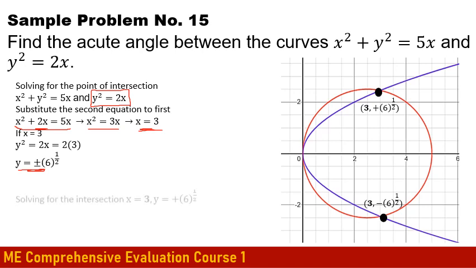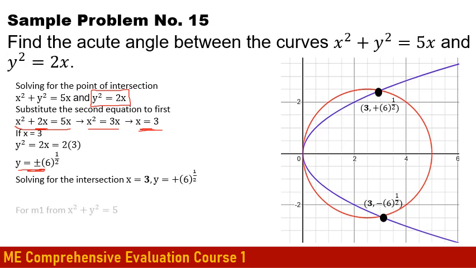Now that we have the points of intersection, we will first solve for the intersection x equal to 3 and y equal to positive 6 to the power of 1/2, which is the upper intersection. So for m1, from x squared plus y squared is equal to 5x, we will first get the equation of the tangent for the circle. If we draw it, this is the tangent line at this point on the circle. The tangent should touch at one point, so if we draw it, we will obtain this line here. That is the first equation that we will obtain.